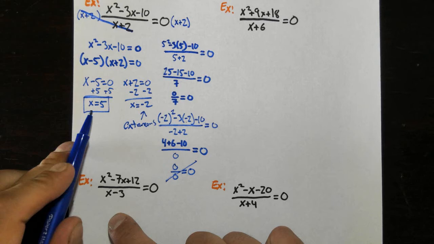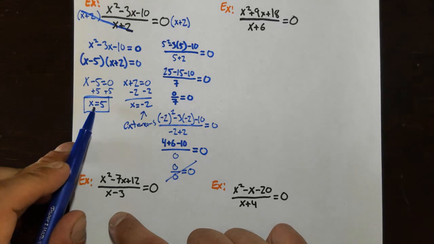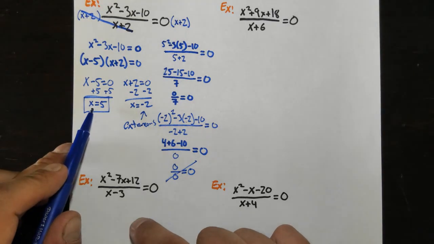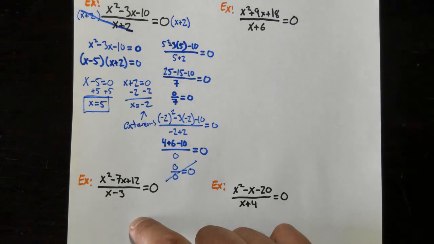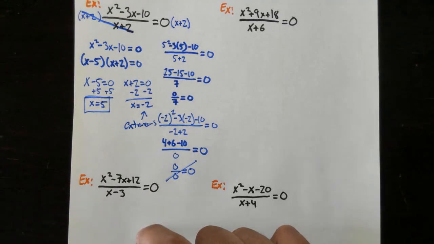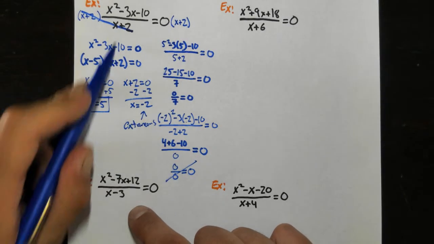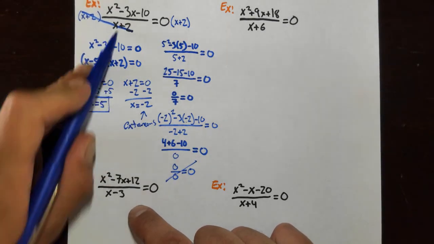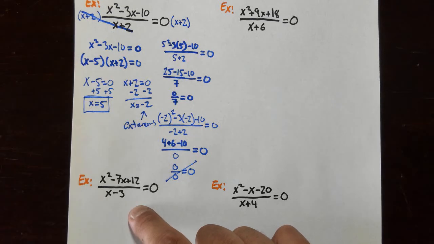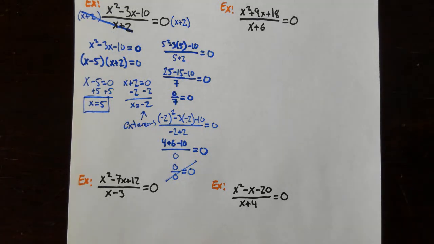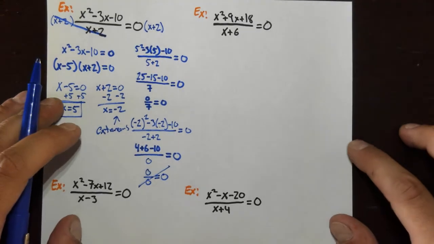So our only answer here is x equals 5. Now, once you get the picture, you can do a shortcut and ask, what number do I plug in for the bottom that's going to give me a 0 on the bottom? That's going to be our extraneous solution. So let's keep that in mind as we go through these next few examples.